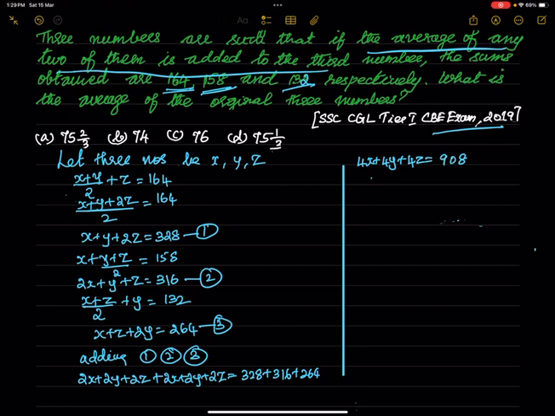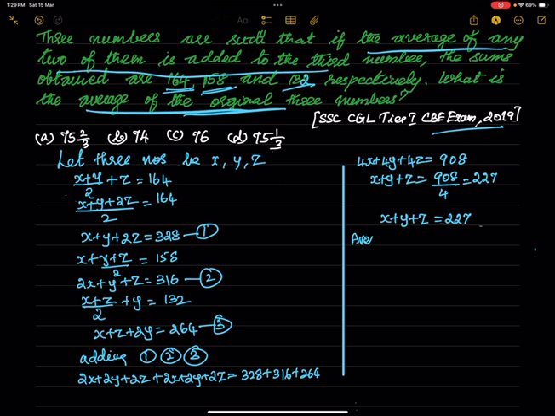I am taking 4 as common. So x plus y plus z is equal to 908 by 4. 2 4s are 8, 10, again 2 4s are 8, so 227. What is this? x plus y plus z is equal to 227. But what we have to find out? The average of these three. So the average of x, y, z is equal to x plus y plus z divided by 3. 3 numbers, no? So 227 by 3.